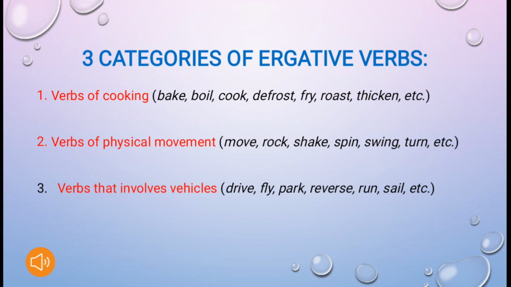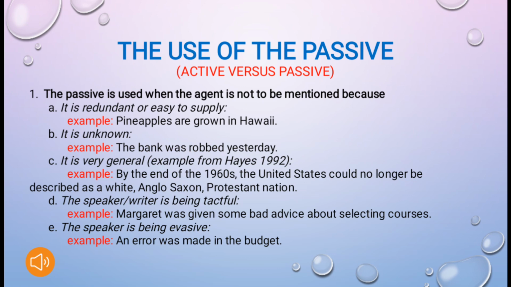And same is true with the third category. We have verbs that involve vehicles. So we will use drive, fly, park, reverse, run, sail, etc. Okay? So that's it. Since we've discussed the ergative and its categories, let's now proceed to the use of the passive. We can identify these examples below as active versus passive.